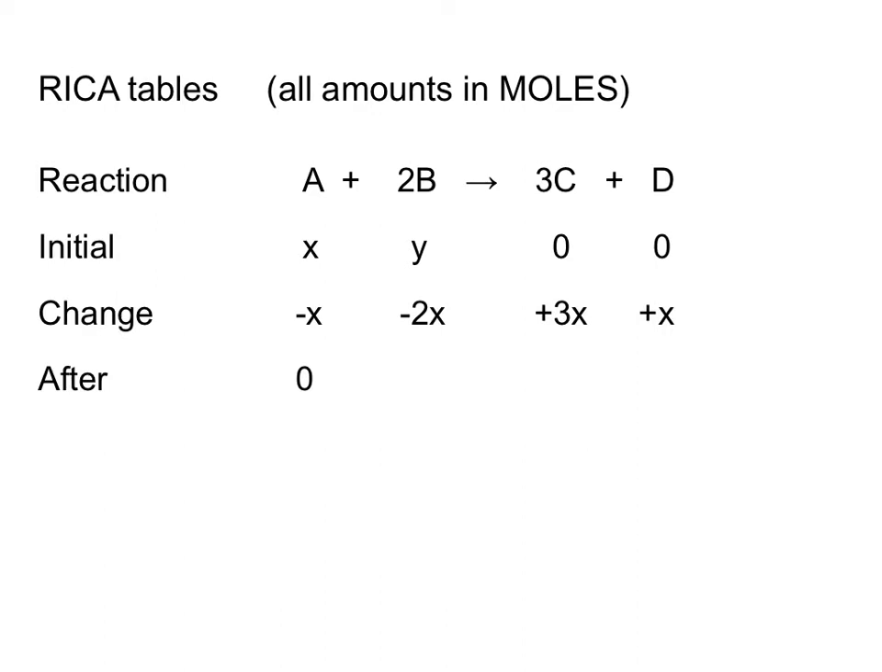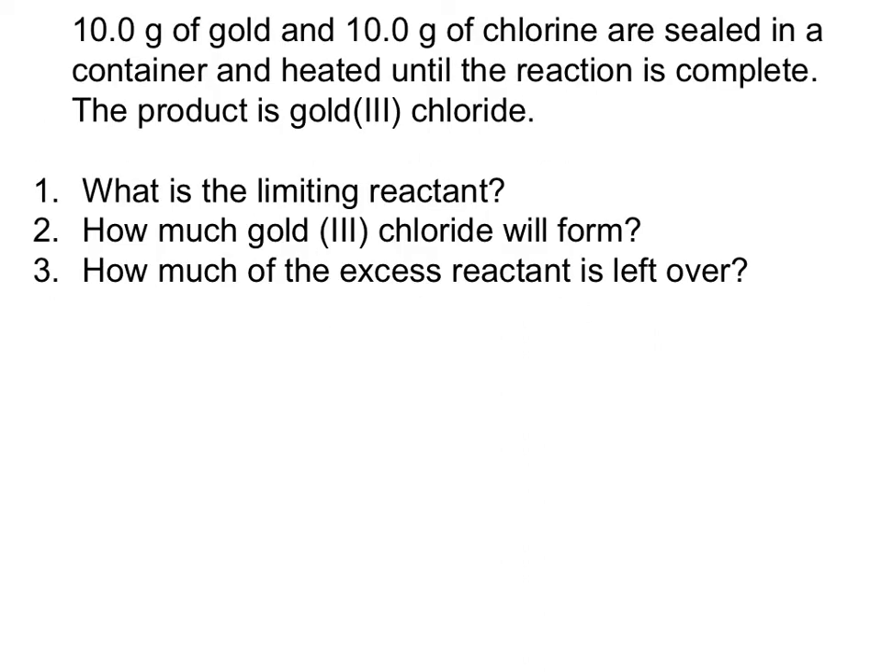Now we can fill in our actual after amounts. We started with Y amount of B. We lost an amount equal to 2X. Therefore, the amount of B that we have after the reaction is going to be Y minus 2X. Likewise, our amounts of C and D are going to be 3X and X, respectively. And so this was a very generalized example. Let's look at this in action.